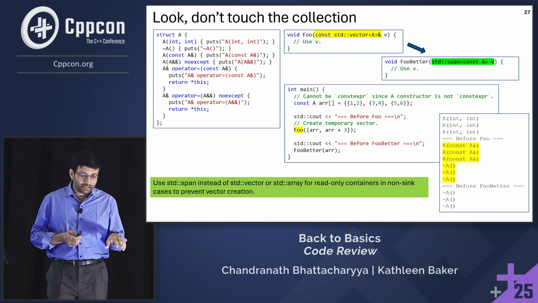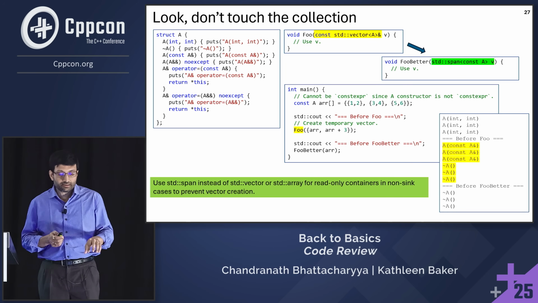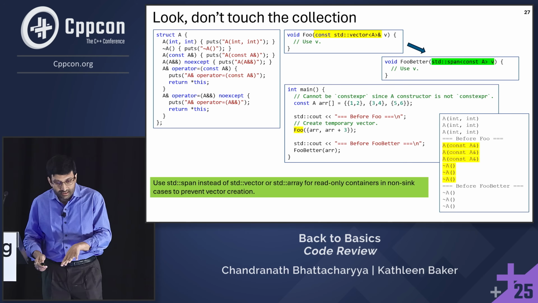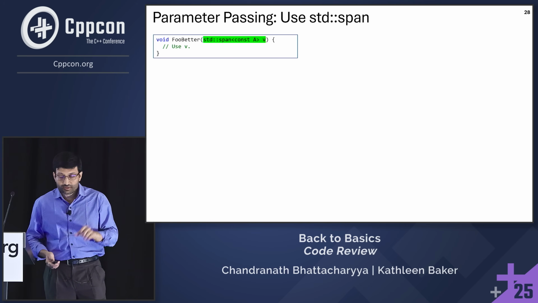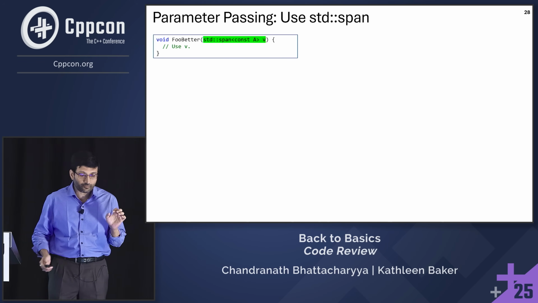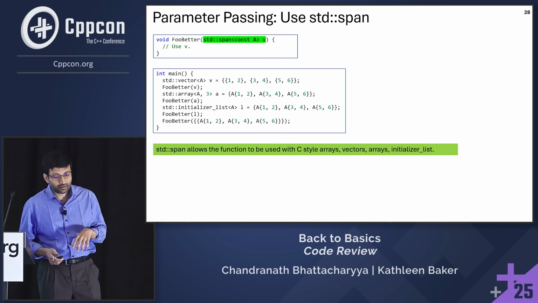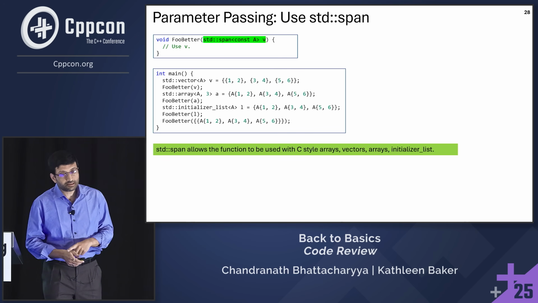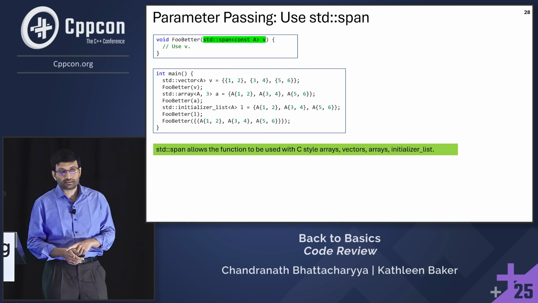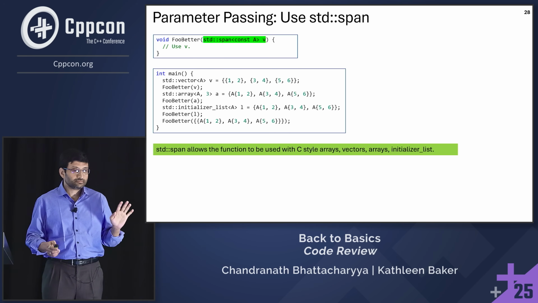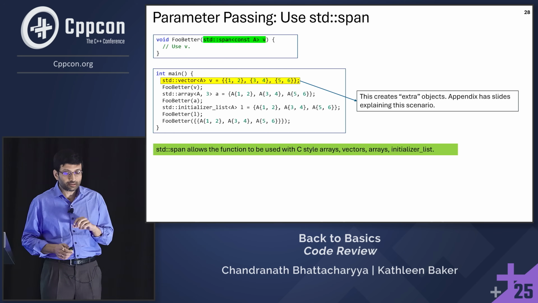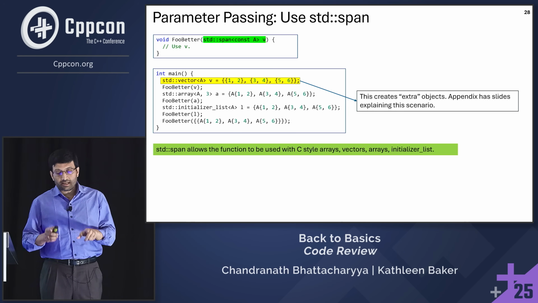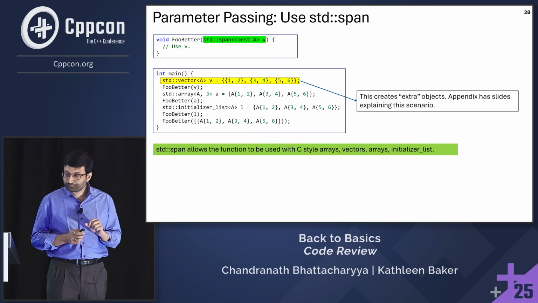So use span instead of vector or array for read-only containers in non-owning cases to prevent vector creation. Let's look at some more examples of span usage. So this is the same function that we have, and here is us using span with all these possibilities, like we are using it for C-style arrays, vectors, std::array, and also with initializer list. Same function can do multiple things. Before moving on, I just wanted to mention that, okay, this one actually creates extra objects. We have slides in the appendix to explain this scenario.